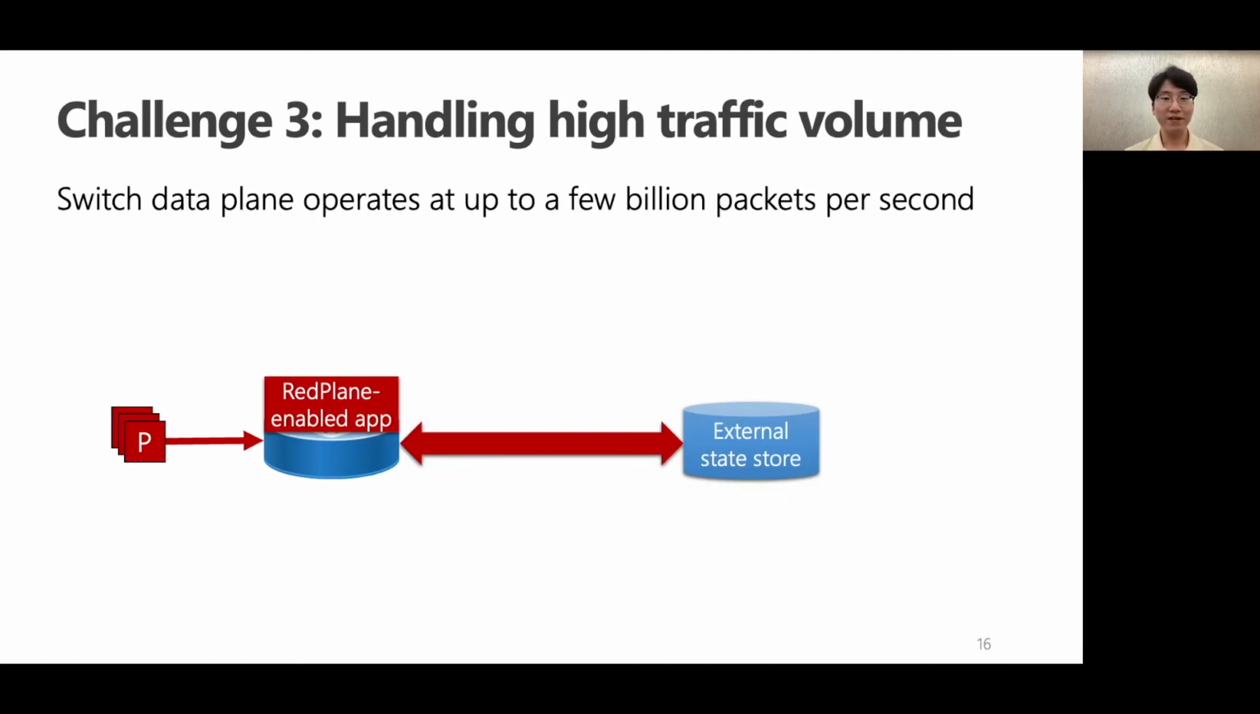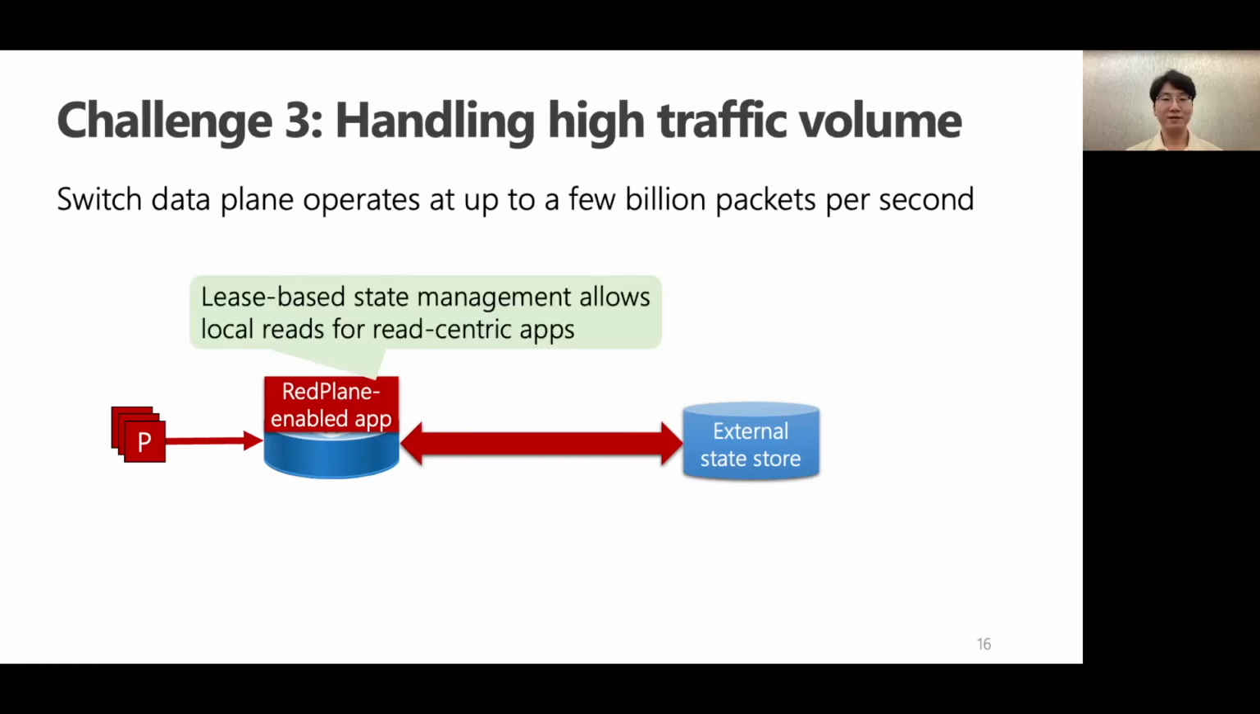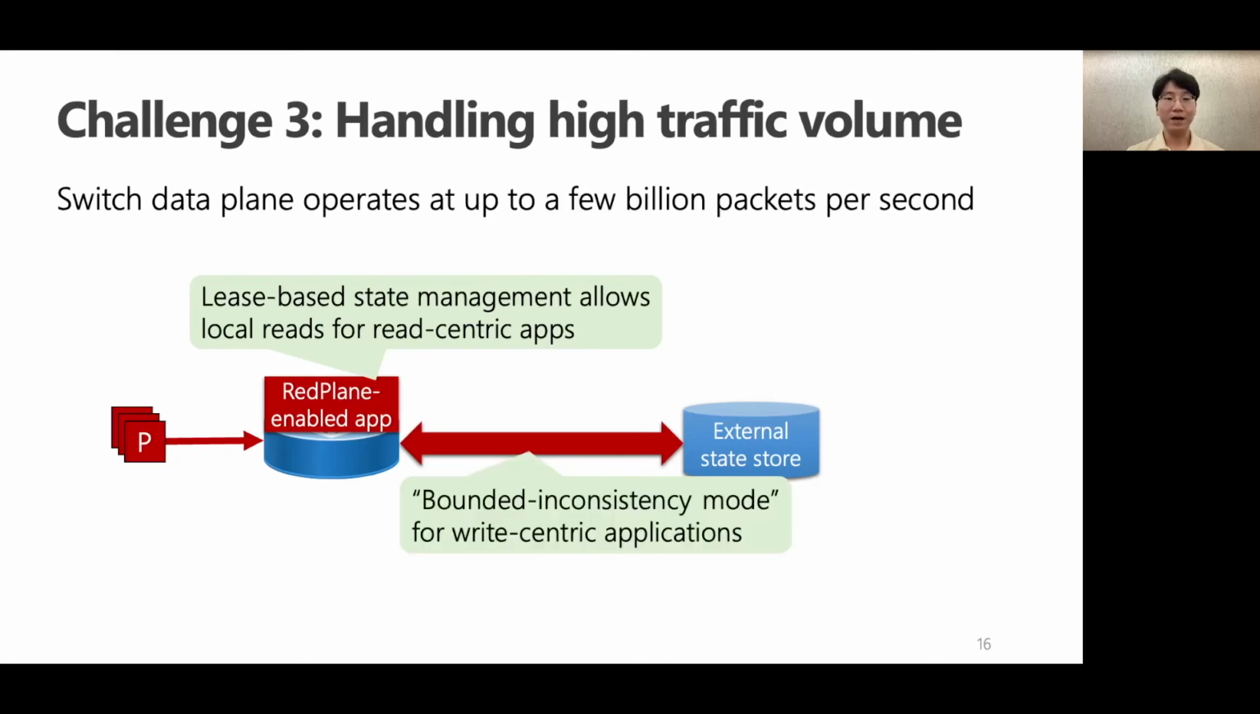Here, I briefly describe our key ideas for this. Our lease-based state management enables safe local reads, so if a packet does not update the state, then it does not need to access the state store. Our bounded inconsistency mode reduces the amount of state accesses for write-centric applications.